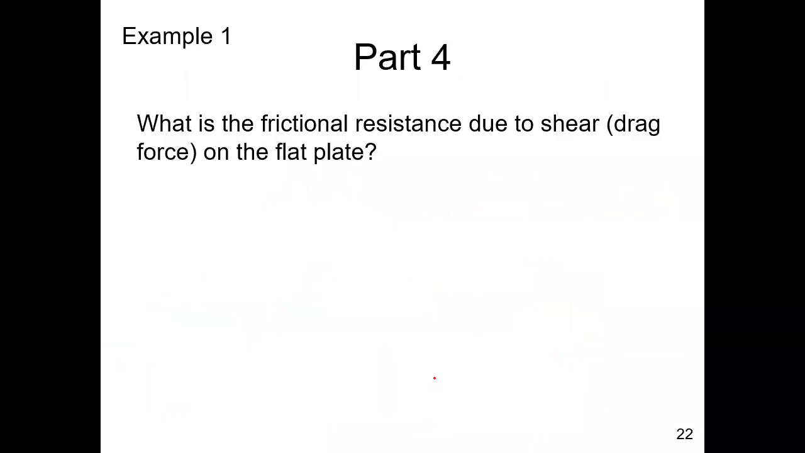Fourth part of this example. What's the frictional resistance due to shear, in this case, the drag force on the flat plate? And again, the momentum form of this equation looks like this. The shear force, or in many cases, it's called the drag force, capital D, equals 1/2 times capital C_F, that C sub F, that's the drag coefficient. And you have a figure of this in your handout, and it's the same figure in your book. And I'll bring that up. Times the density, times the cross-sectional area.